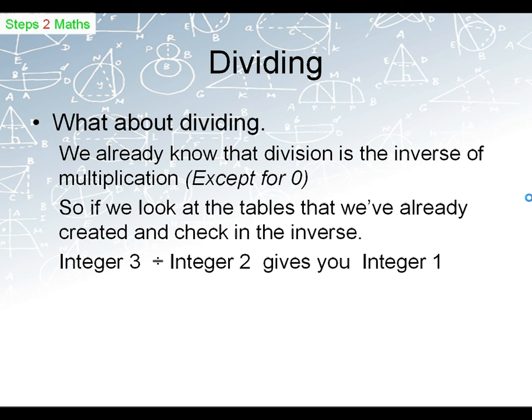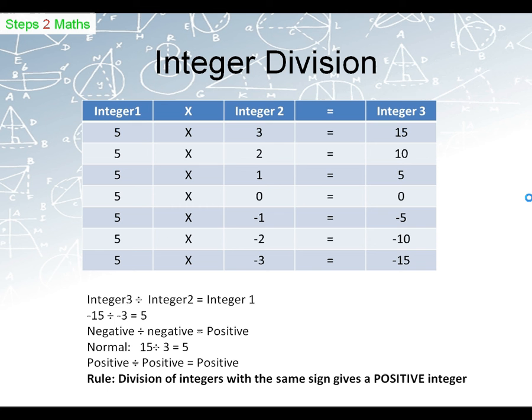So what about dividing? Okay, so we know that division is the inverse of multiplication. Except for 0, we can't divide by 0. That's something we can't do. So let's have a look at the tables we've already created and check the inverse. So we know that 5 times 3 is 15, which means that 15 divided by 3 is 5. And the same for the rest of them.